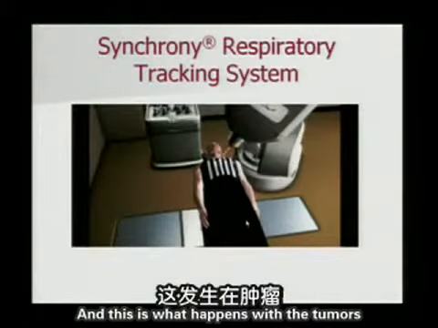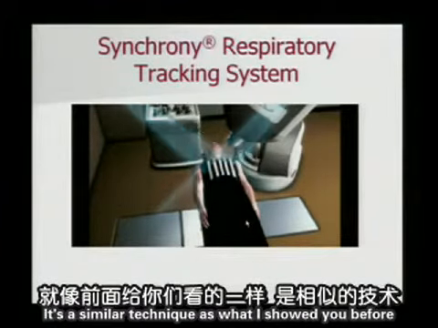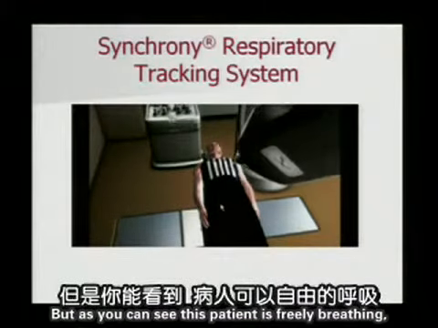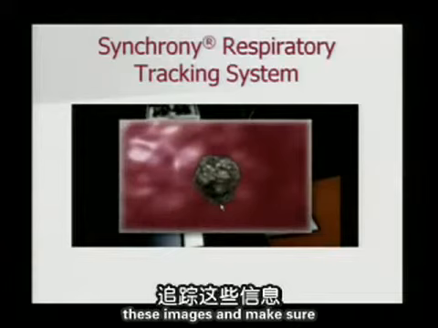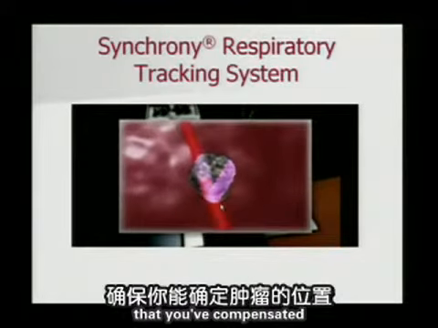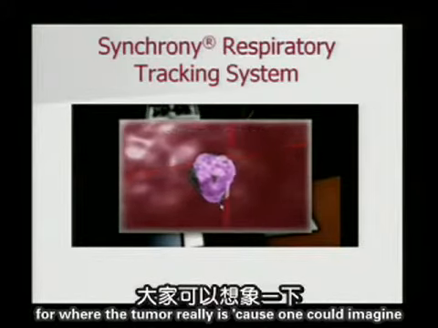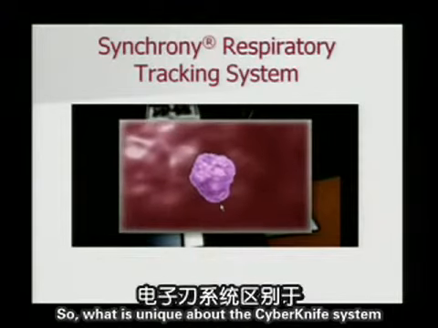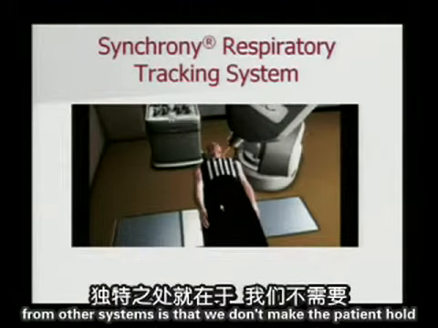And this is what happens with the tumors that move with respiration. It's a similar technique as what I showed you before, where the images are taken while the patient is lying there. But as you can see, this patient is freely breathing. And with free breathing, things move. And so how quickly can you check these images and make sure that you've compensated for where the tumor really is? Because one could imagine that by the time you process that information, the tumor has moved to a different spot.